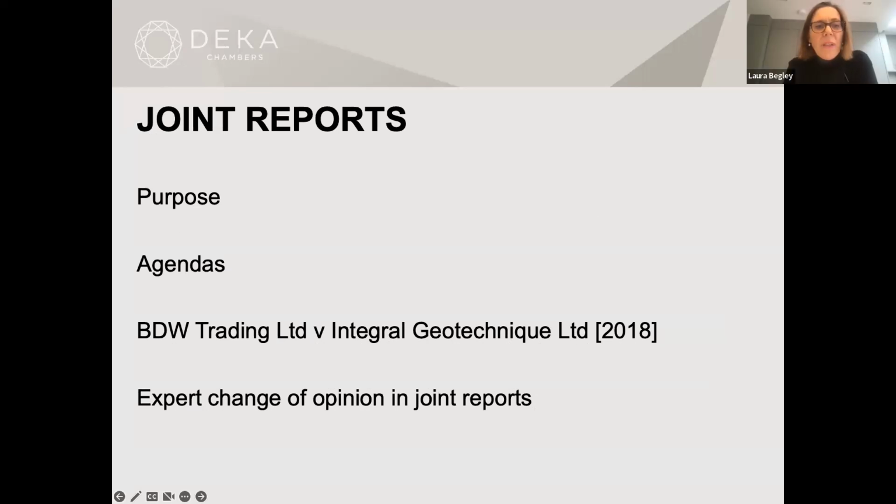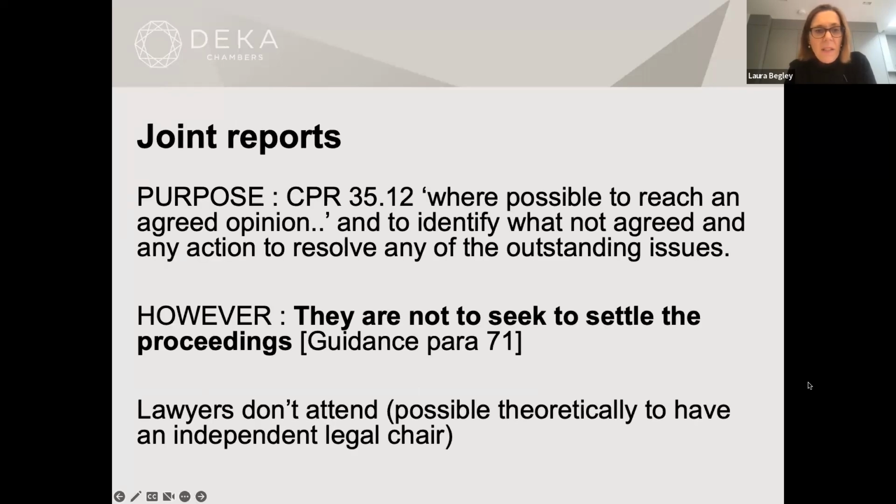Okay, so we're going to have a look at the purpose of joint reports, agendas, BDW trading, and then what steps you can possibly take, in the circumstances under which you may be able to change experts. Next slide, please. So the purpose of joint reports is set out in 35.12. So where possible, to reach an agreed opinion and to identify what is not agreed, and any action to resolve any of the outstanding issues.